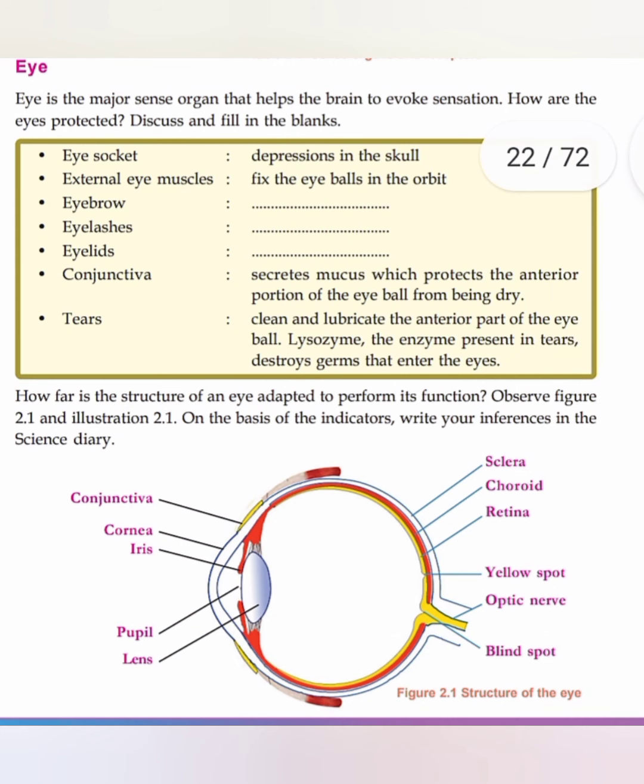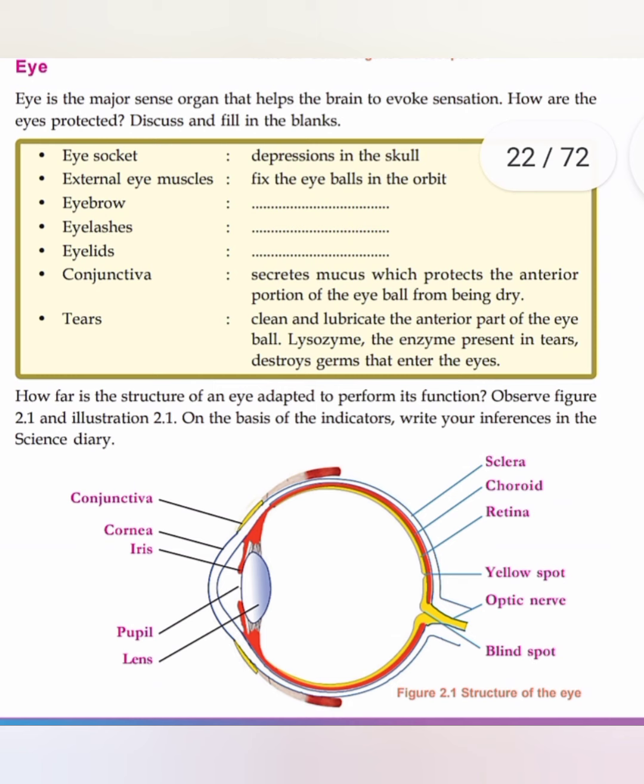When we analyze the eye, it is protected inside some depressions in the skull. In the skull, there are some depressions called the eye socket. Inside these depressions, our eye is protected. Or we can say our eyes are placed in depressions in the skull called eye sockets. External eye muscles are there. They fix the eyeballs in the orbit.